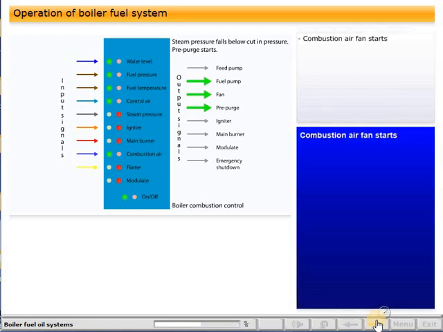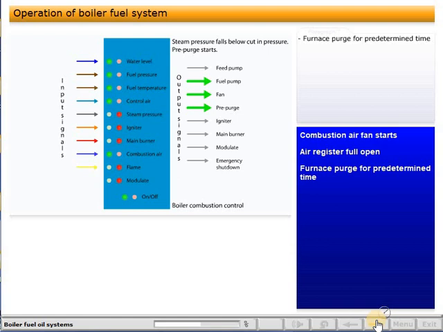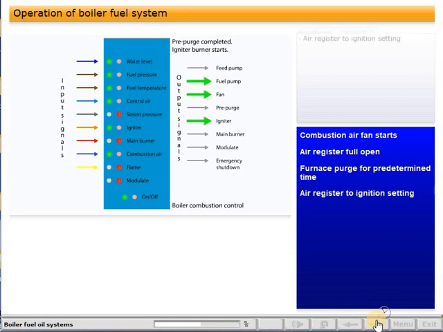Combustion air fan starts. Air register full open. Furnace purge for predetermined time. Once the pre-purge is complete, the ignition burner is activated. Air register to ignition setting. Fuel to ignition burner. Spark igniter operates.